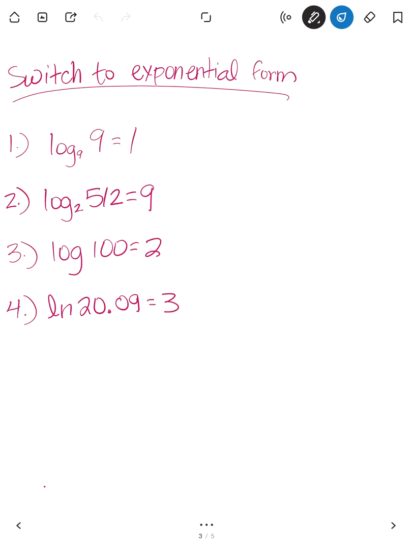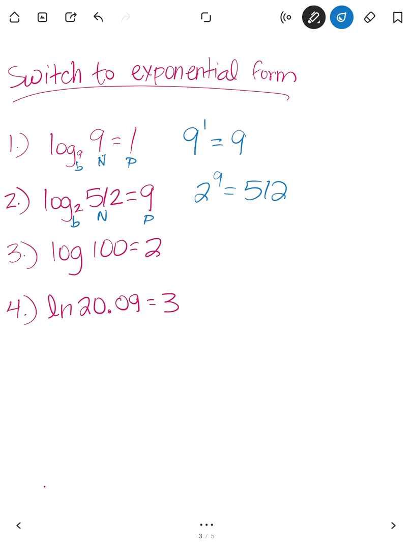Now, on the next examples, we're going to switch to the other form. So we have log base 9 of 9 equals 1. The base is 9. The power is 1. It equals 9. So base, power, number. Done. Log base 2 of 512 equals 9. Base, power, number. So my base is 2 to the 9th power equals 512. If I were to type that into the calculator, I would get 512.